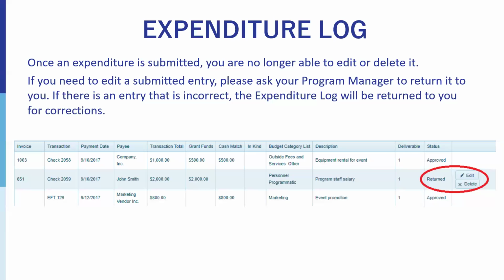If you realize that there is a typo or you made a mistake, you can contact your program manager who will return the line item or even the whole expenditure log, so you can click on Edit and correct it. Also, if we find a mistake, we will return the expenditure log so that you can correct it. If this happens, you will receive an email from your program manager explaining what you need to correct.